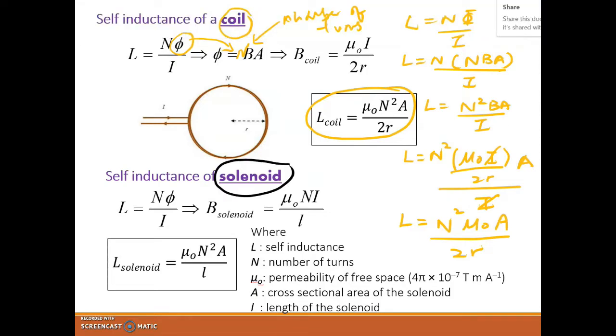For the self-inductance of the solenoid, we have L equal to N flux over I, but for B solenoid, we have mu naught N I over L. So then we rearrange the equation. So we have L solenoid is equal to mu naught N squared A over L.